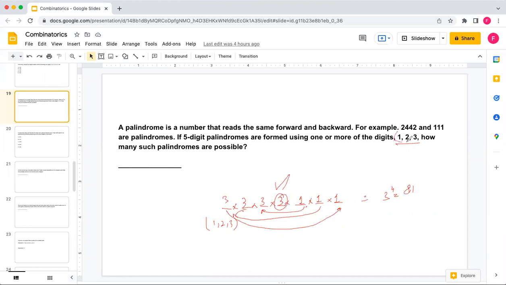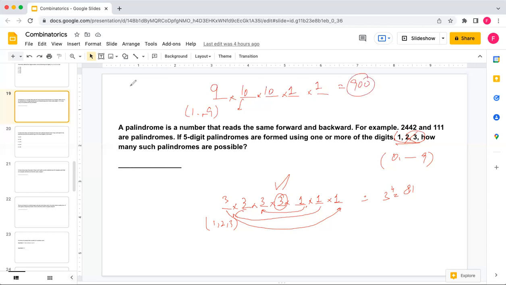Because in this we are restricted for 3 values. And remember one more common mistake: if this is not given and you are just provided with any digit from 0 to 9, and I ask you to make a 5-digit palindrome, then how many ways will there be? For the first digit there are only 9 ways, 1 to 9, because this value can't be 0. But for the next one there are 10 ways, because this could be 0. And again 10 ways, then 1 way into 1 way, which is 900.